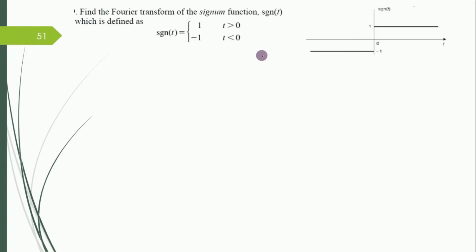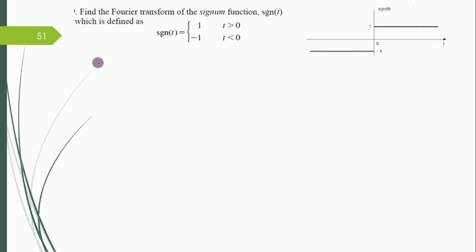Now we have a question. Find the Fourier transform of the Signum function. We have already analyzed the meaning of the Signum function, and how it is represented as Sgn of t. So Sgn of t, the Signum function, is 1 for t greater than 0 and minus 1 for t less than 0. So we need to find its Fourier transform.